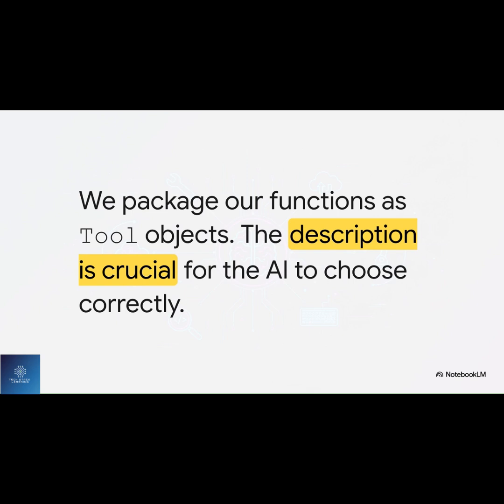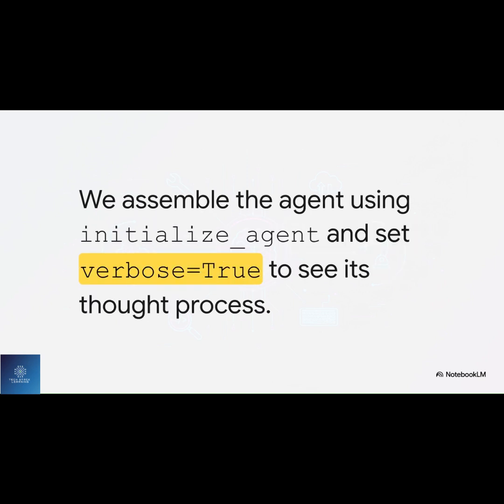Well, that's step 3. We need to wrap them up in a way that LangChain understands. We import this tool object, and we create a list where we give each tool a name, and this is the key part, a description. That description is super important because that's what the AI reads to figure out which tool to use for which job. Okay, our tools are ready to go.